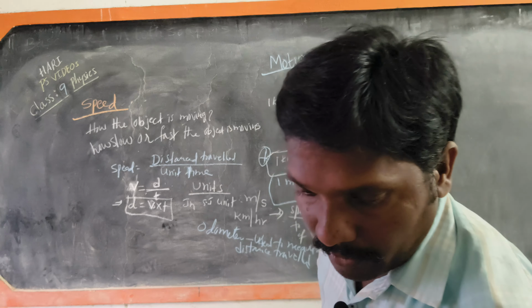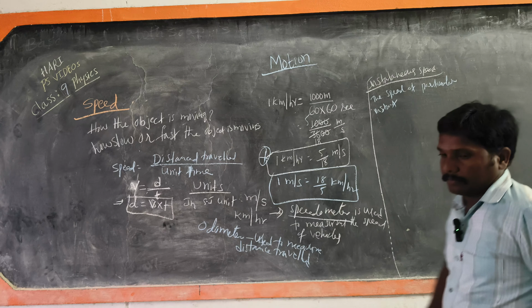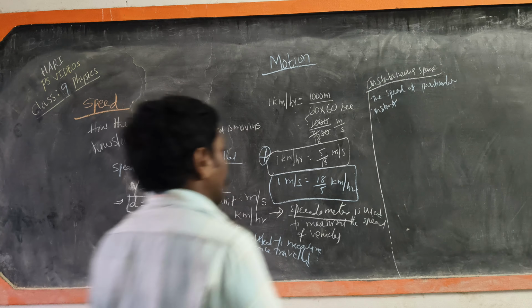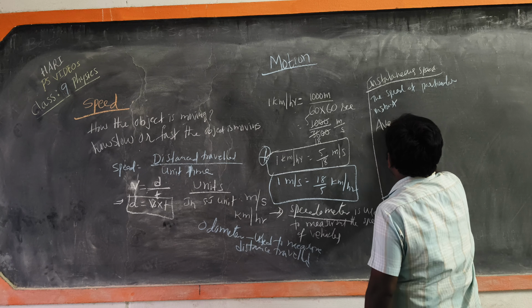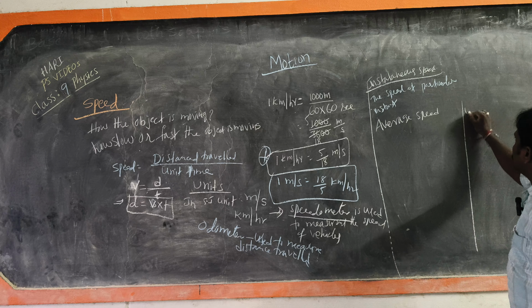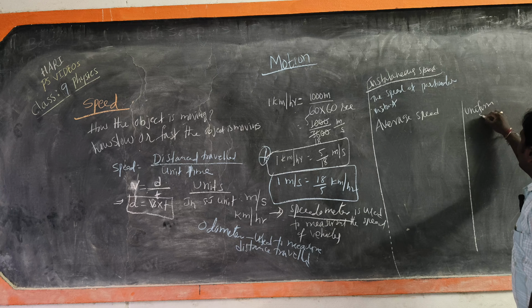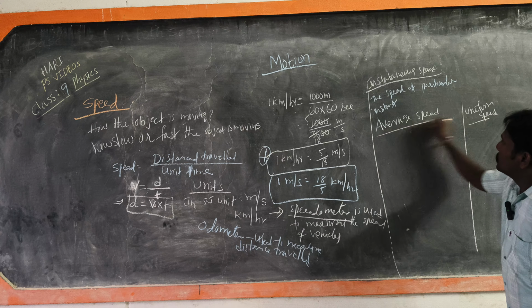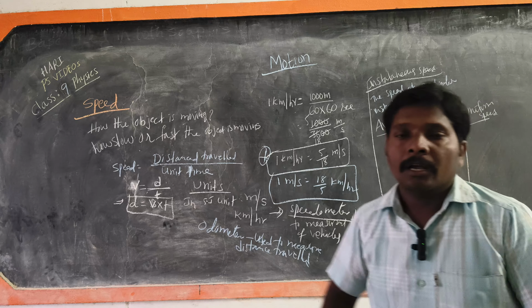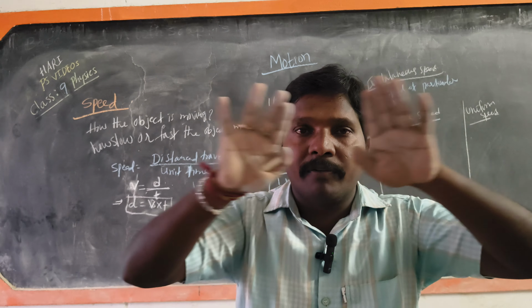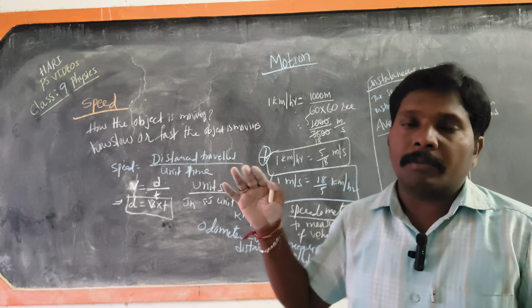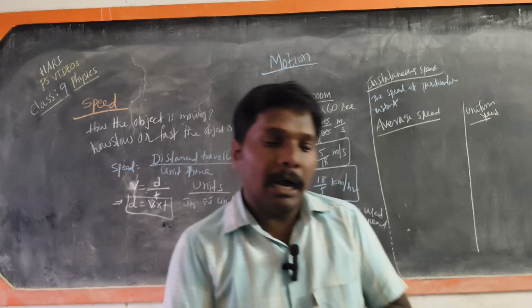Then the next one is average speed, and uniform speed. We already know how to calculate an average: the sum of observations divided by the number of observations.